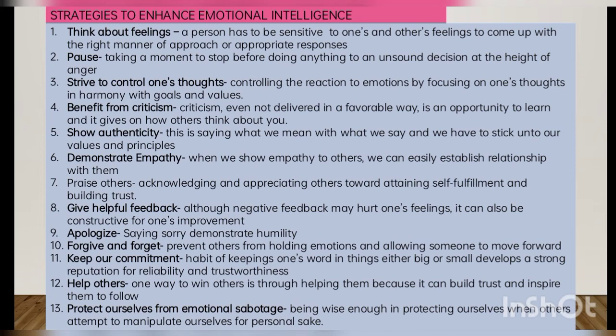Number 10, protect ourselves from emotional sabotage. This is being wise enough in protecting ourselves when others attempt to manipulate our emotion for personal sake. For example, when we feel that someone has been excessively or wrongly controlling our actions, feelings, and decisions in school, stop it in any right but subtle and courteous ways possible. Kumbaga, control your emotion before it controls you.